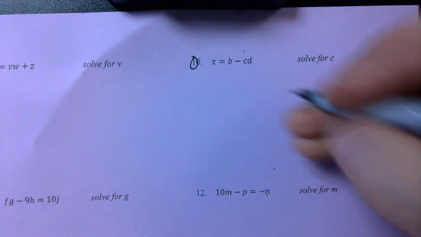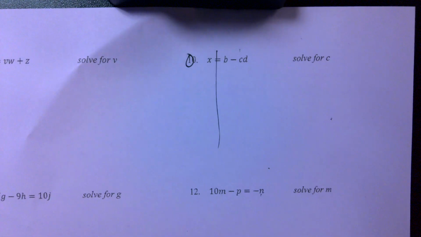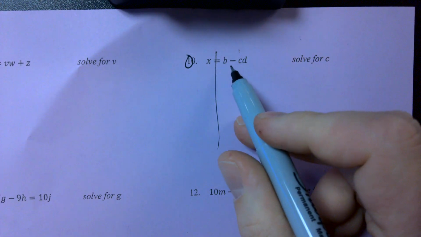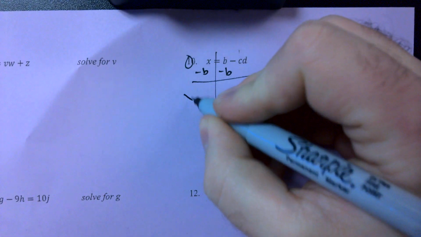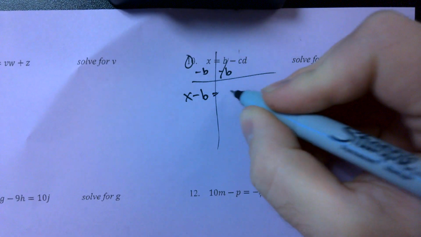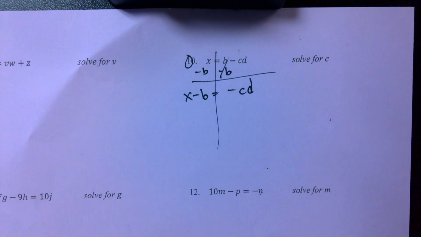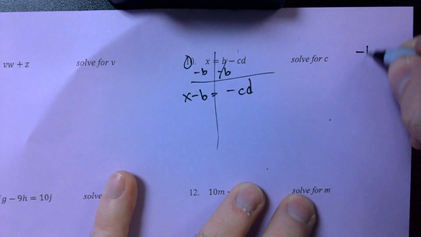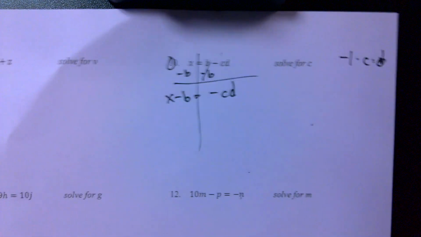Number 11, if I'm solving for c, the d is way too close, so I'm not going to worry about that yet. I got to get rid of this b. Since b is positive, I got to subtract it. I get x minus b equals negative cd. Now, negative cd, just like the first problem in our warm-up, is a product base. It's basically -1 times c times d.